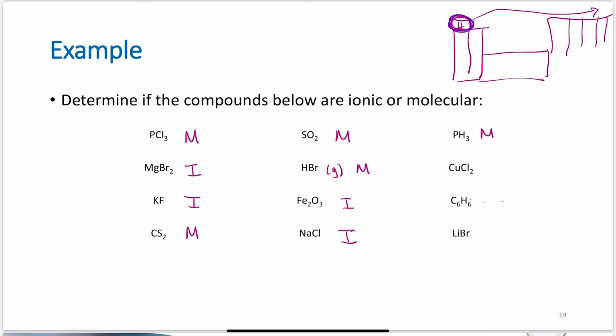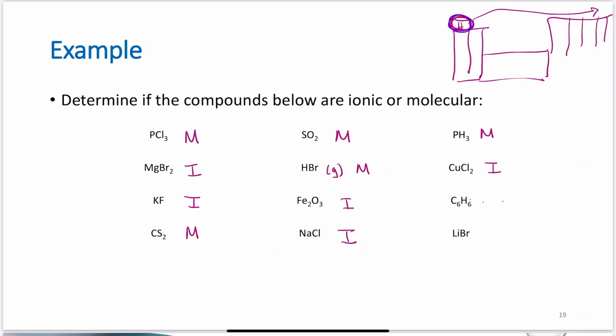CuCl2. Cu stands for copper. Cu, close to what you would think of for copper. Co is actually cobalt, so don't mix up copper and cobalt. Cu, copper, metal. Cl, chlorine, group 17 halogen, nonmetal.